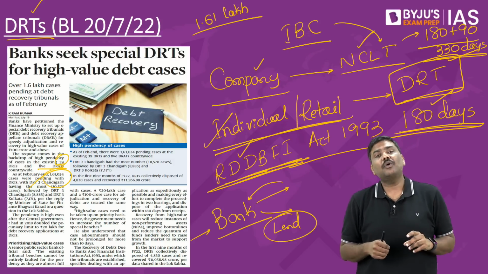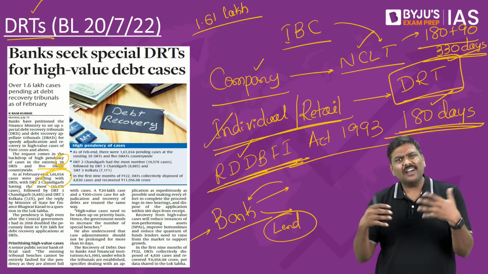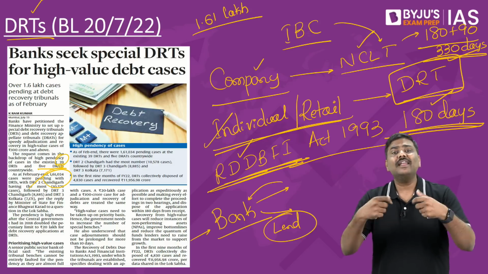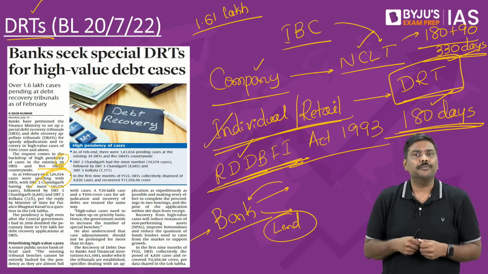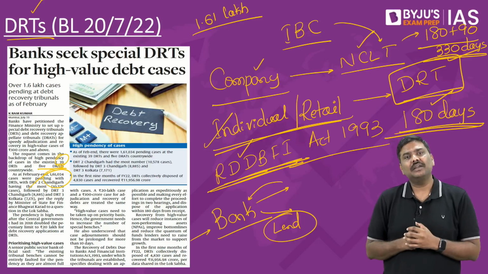And second very important point which has been flagged in this article is, whenever you talk about DRTs, the DRTs don't distinguish between a big value loan and a small value loan. Sir, what is the meaning of this? Let me give a very simple example here.